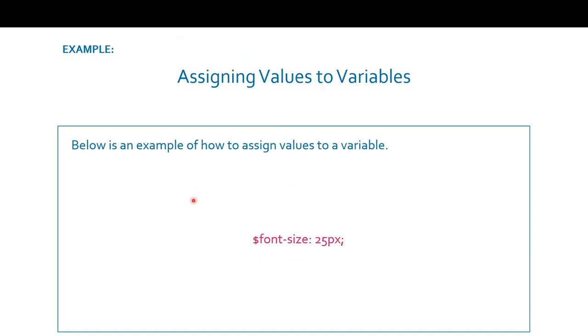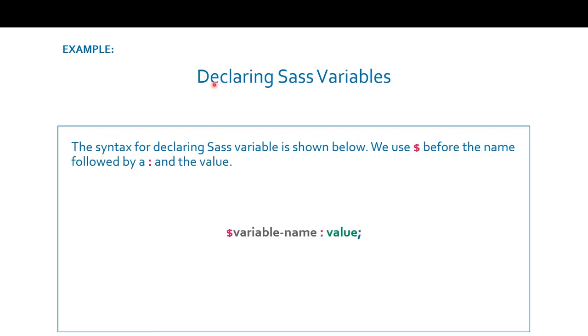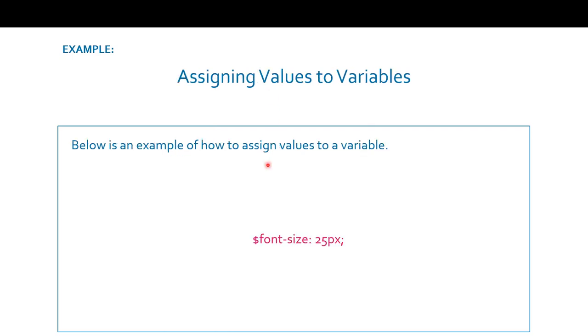So I think I should have combined declaring and assigning variables, since you have to do them simultaneously. That is to say, declaring variables and assigning values to the variable happens simultaneously. So this is basically where I have declared the variable and I have assigned a value to the variable. So that is basically it.